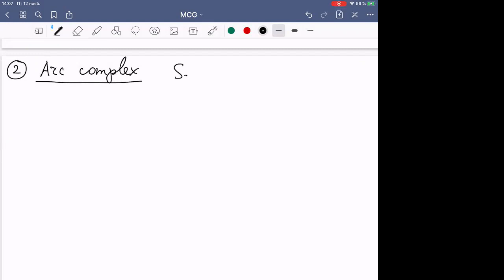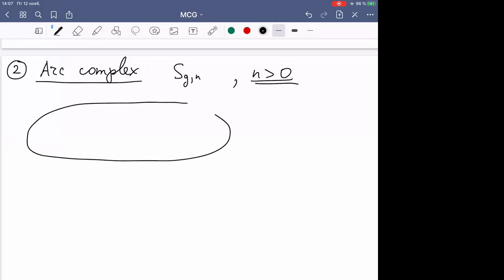Suppose that we have a surface of genus G with n punctures, and suppose that n is strictly greater than zero. This complex can be defined only if we have at least one puncture. Then, it is more convenient for me to interpret these points as marked points, not punctures.